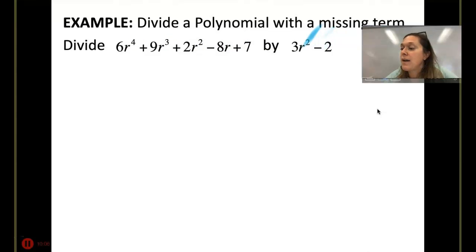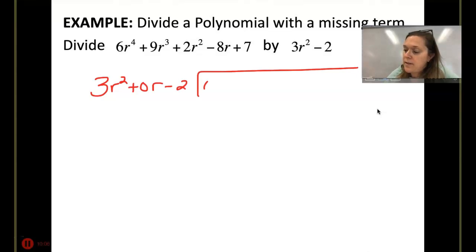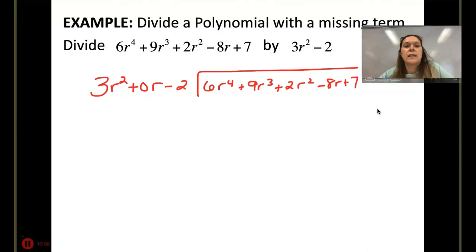So in my divisor, I'm missing a gap. So let's put our space filler in there. So on the outside, I'm going to put 3r squared plus 0r minus 2. Underneath, 6r to the 4th plus 2r squared. Nope, I'm missing the 9. 9r to the 3rd plus 2r squared minus 8r plus 7. Squeeze that in there. Okay, so same process.